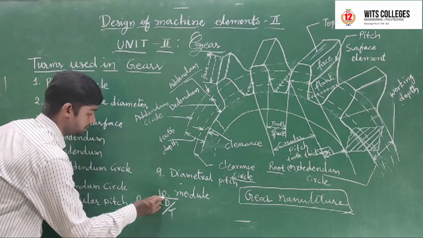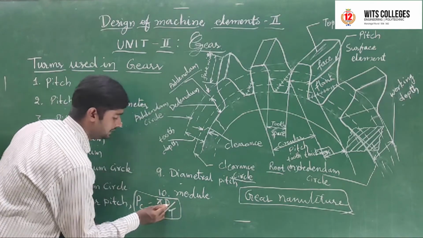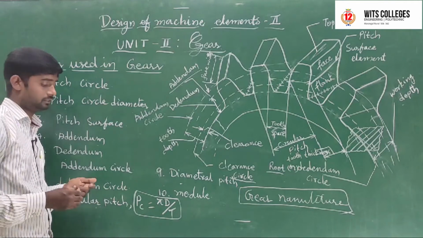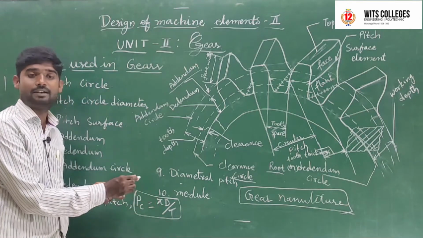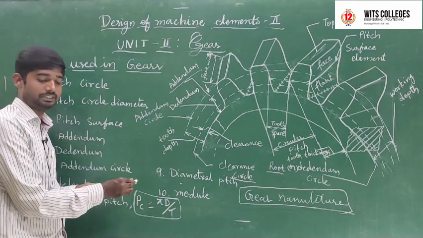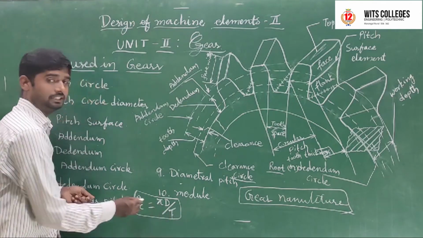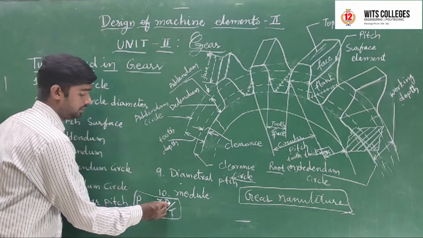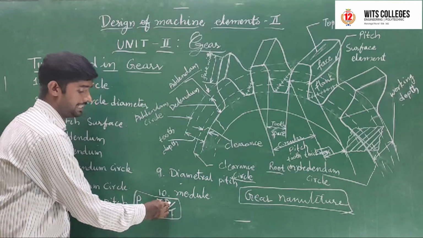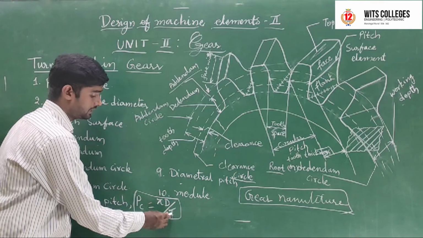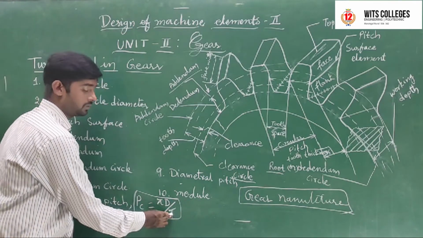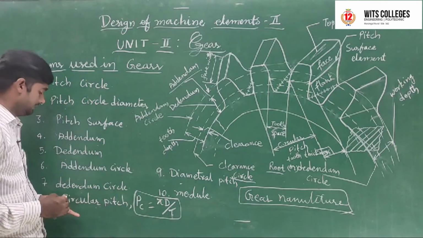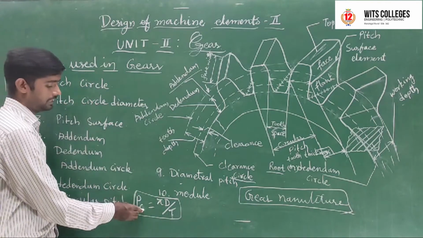Okay, in this one, what is pi, what is D? D means the diameter of the pitch circle. T is the number of teeth. Pc is equal to pi D by T, where D is the diameter of the pitch circle and T is the number of teeth. Circular pitch is denoted by PC.